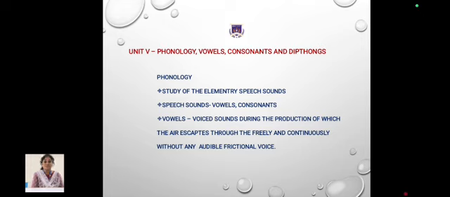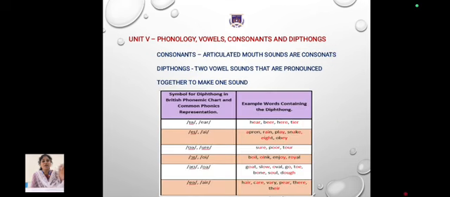And if you take speech sound, one is vowel and another one is consonant. So vowels, we all know, are the five letters, the sounds A, E, I, O, U, and the remaining letters come under consonants. In simple terms, the vowel definition is a voiced sound during whose production the air escapes freely and continuously without any audible frictional noise. That comes under vowel, and we have closed vowel, round vowel, all those things we are going to discuss in a detailed way. And consonants are articulated mouth sounds.